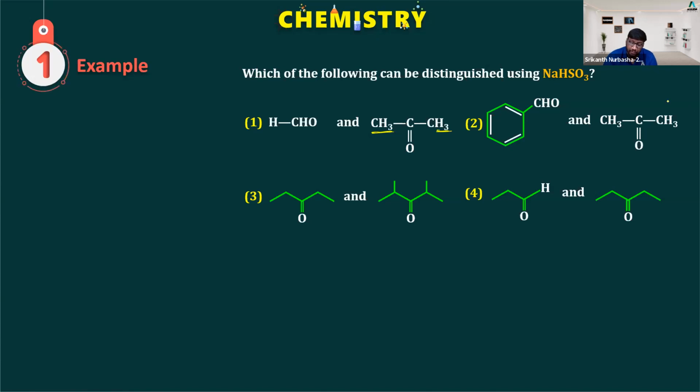Methyl ketone will react. Look at this third option. This is ethyl ketone. This is also isopropyl ketones, diisopropyl ketones. So both are ketones. They both are not going to be reacting. Fourth option, this is aldehyde. Aldehyde will react. Ethyl ketones will not react. So option 4 is the right option. Okay.